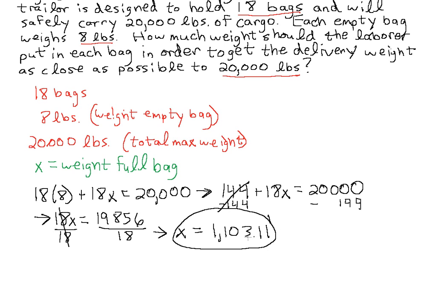So our laborer should fill each bag with an average weight of 1,103.11 pounds. Depending on how accurate the laborer's scale is, we may be rounding to the nearest pound. We're not given this information, so we can leave this as our answer, but let's not forget our 3 checks. We have 3 checks.